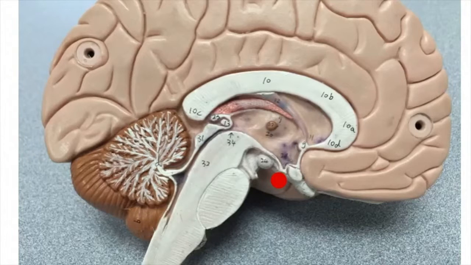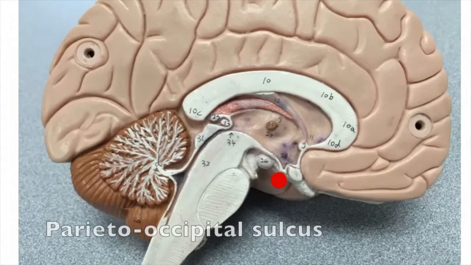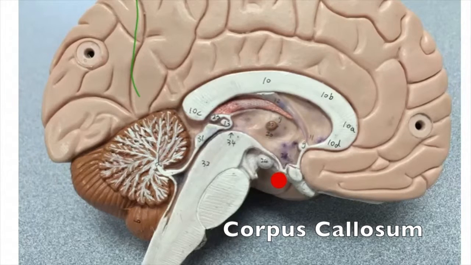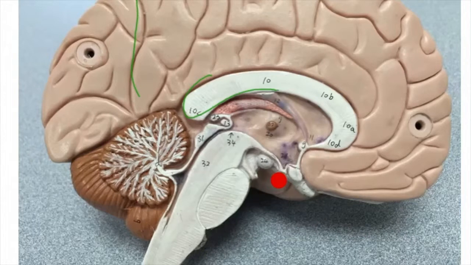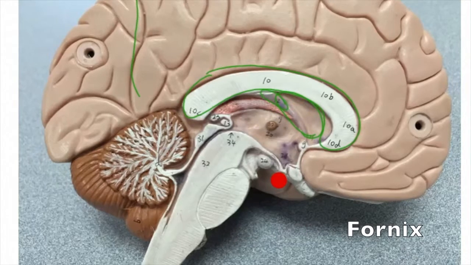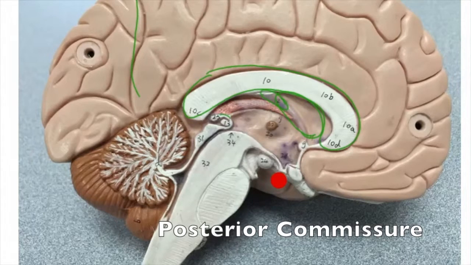This is a view of the left hemisphere of the brain. Here you can see the parietal occipital sulcus. You can also see the corpus callosum, located here. This connects the left and right hemispheres of the brain. You can see the lateral ventricle, the fornix, the posterior commissure, and the anterior commissure.